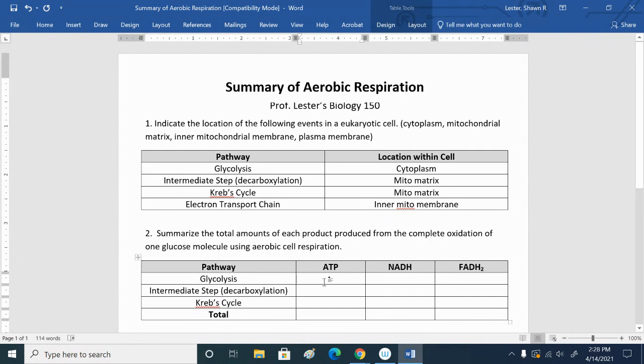So when it comes to the total amounts, we are talking about the maximum theoretical yields, right? So how many ATPs in glycolysis? Remember, you guys have to talk to me. I can't see chats. Two. How many NADHs? Two.